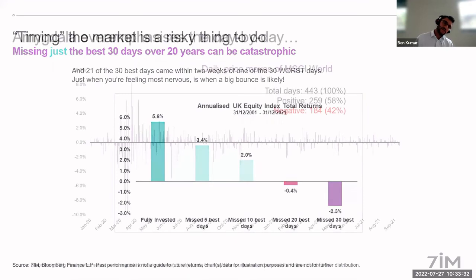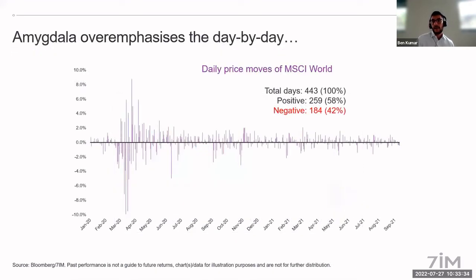Looking at the next one, and it goes back a little bit to what I said earlier, when you look at the daily price movements of markets, you can look over the long term and you can look over the short term, it tends to be about half and half. Half the days are up, 58%, and half the days are down.